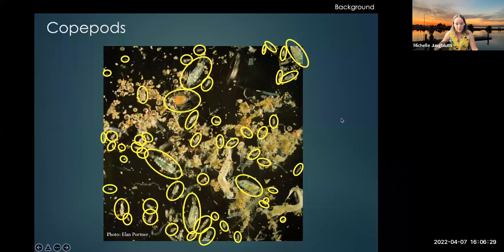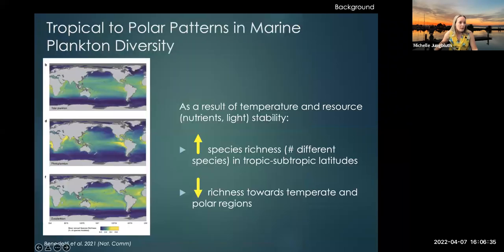And so that means copepods themselves are very important members of marine food webs. Now, we know a few things in general about plankton diversity that drive bigger questions about how plankton may change in response to climate change.